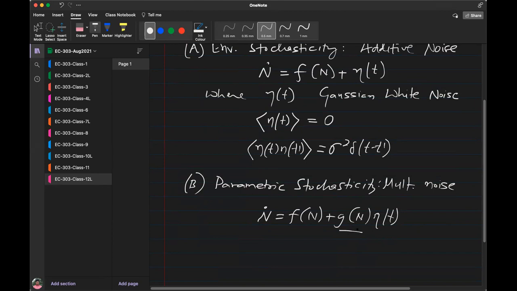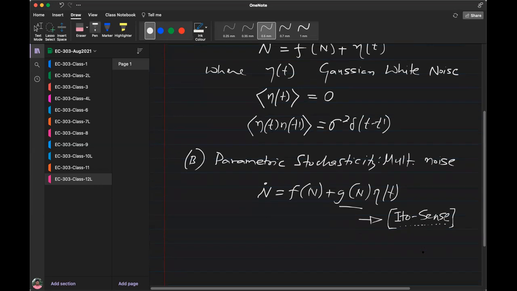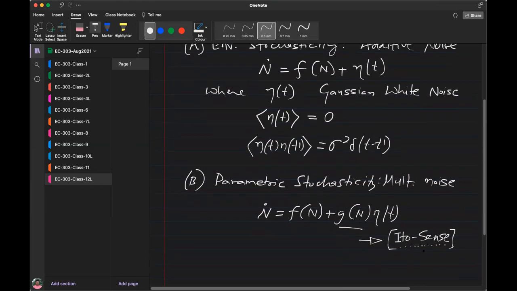The noise multiplies with the state variable, and whenever we have such a multiplicative noise, we need to define the calculus we are going to use. So I will explain this maybe next week. What exactly do we mean by that, and why am I writing this? I will explain that maybe in the next class.